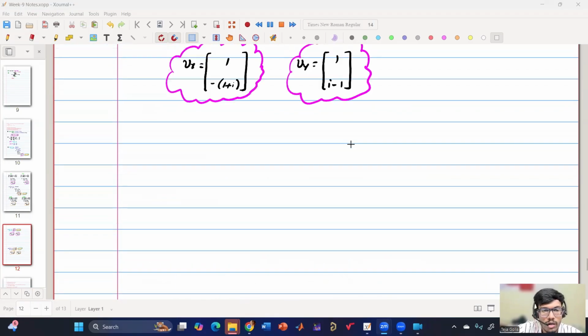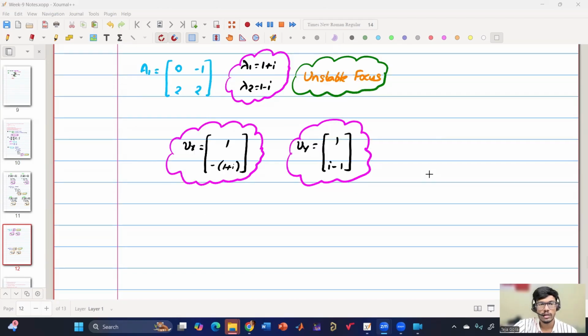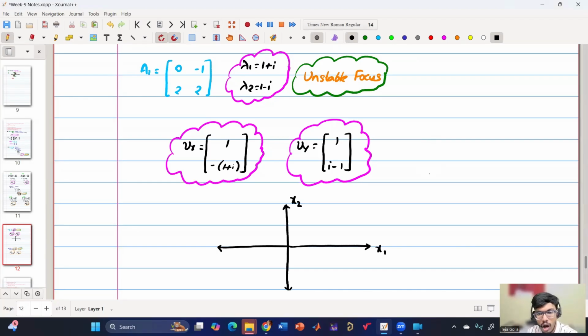Okay, so it is an unstable focus. But how do we know whether it is going clockwise or anti-clockwise? For that, as I have promised, let us draw the system. This is x1, this is x2. Say it is going outside, out of the origin. But how do I know whether it is going clockwise or anti-clockwise?